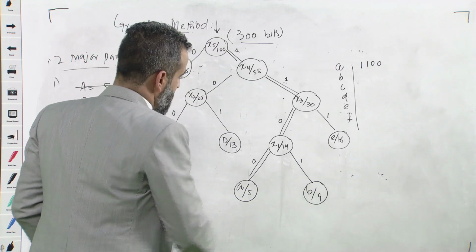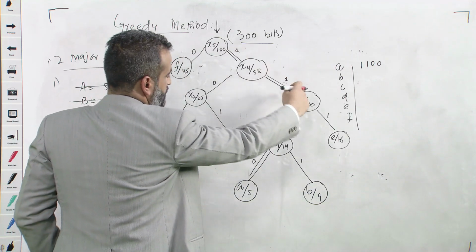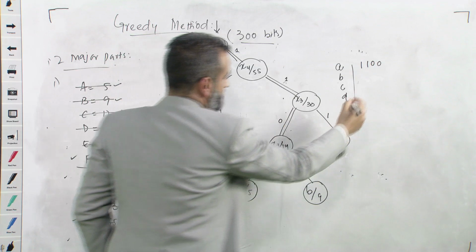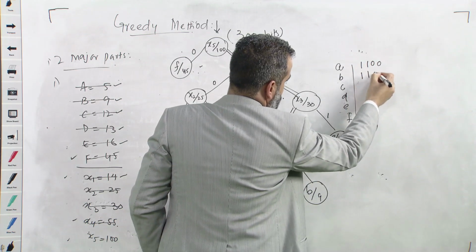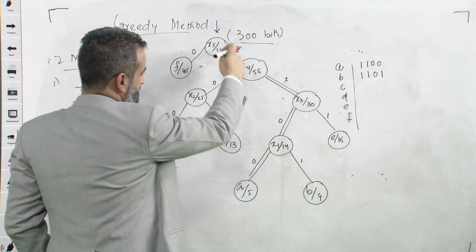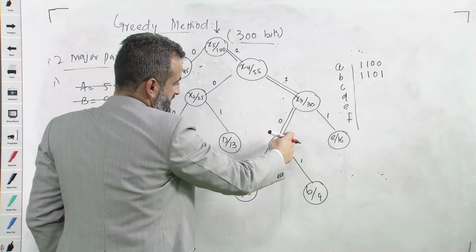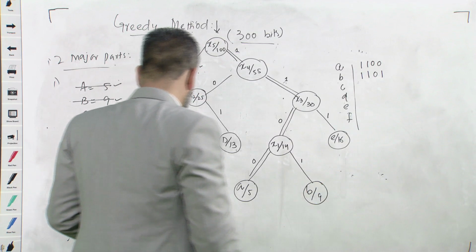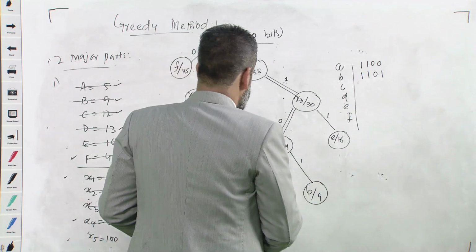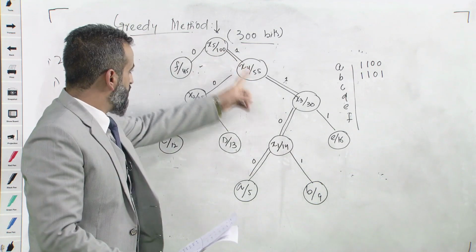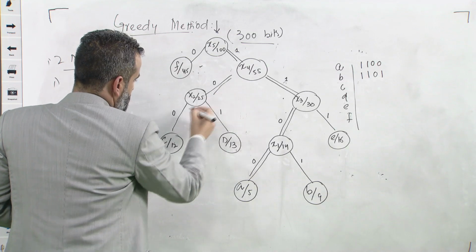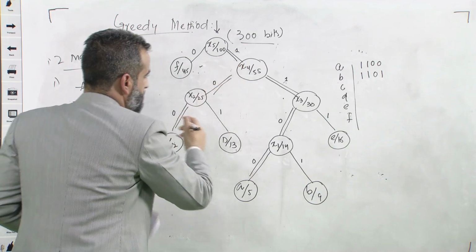Likewise for my B, here, it's 1, 1, 0, 1. Check it again. 1 to x4, then 1 to x3, then 0 to x1, then 1 here. That's 1101. Check it for C. This is my C, 1 0 0.